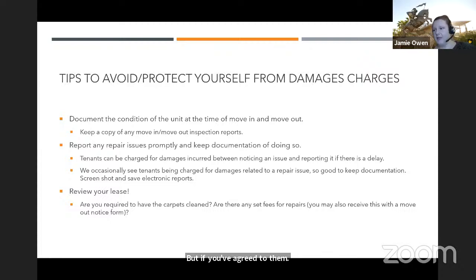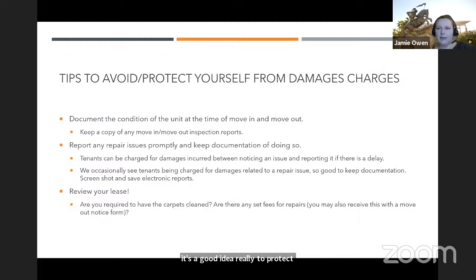And a lot of times there'll be something in there that if it ends up being an extraordinary repair, something like that, they can do it in excess of those charges. So, it's a good idea really to protect yourself.